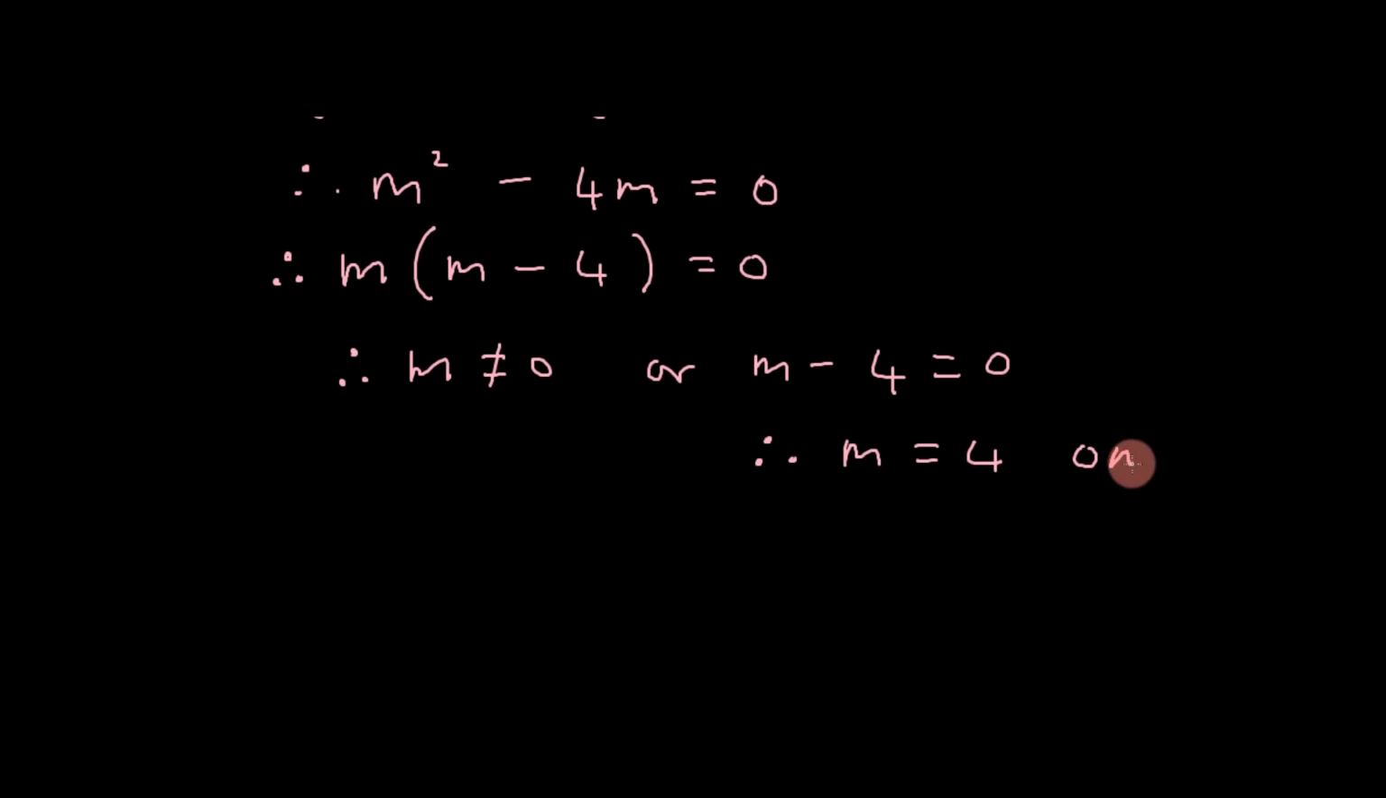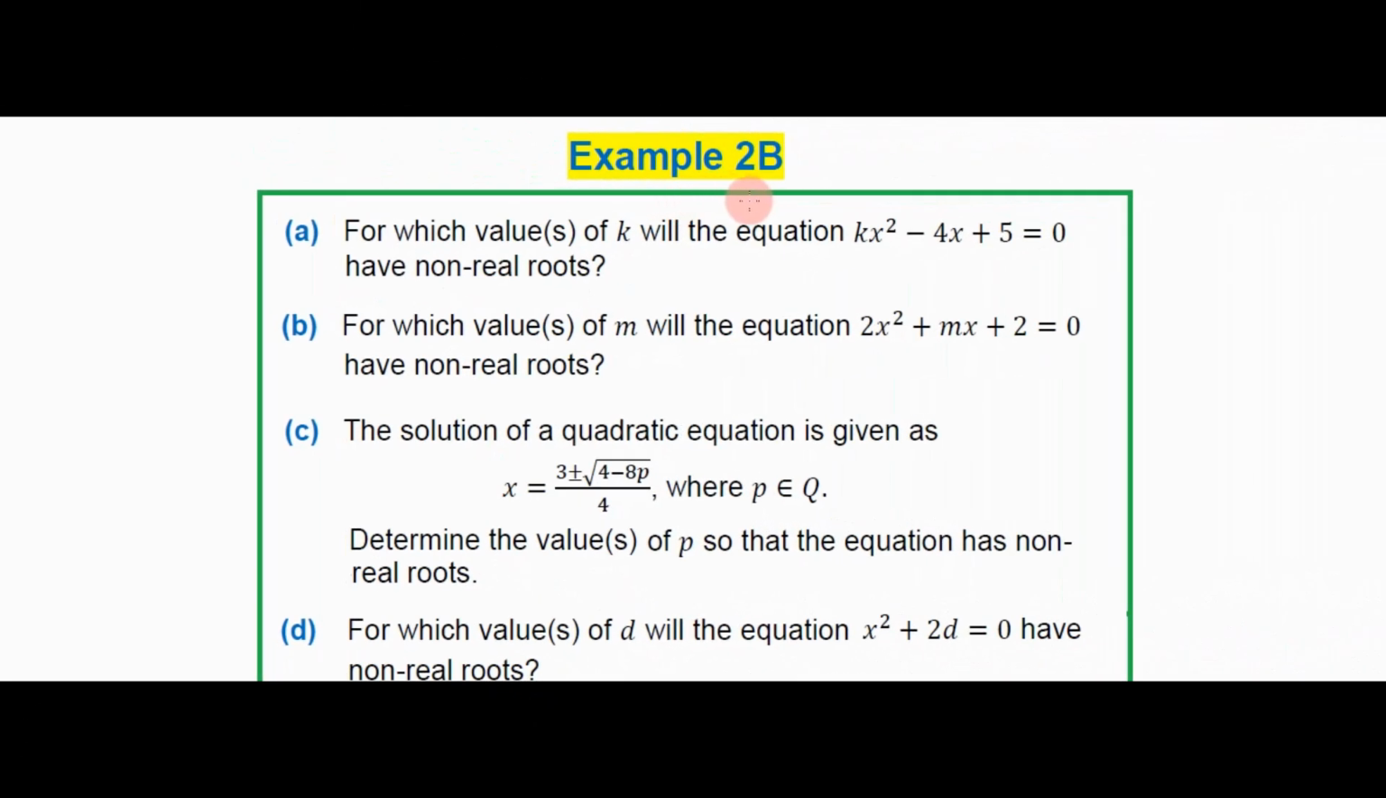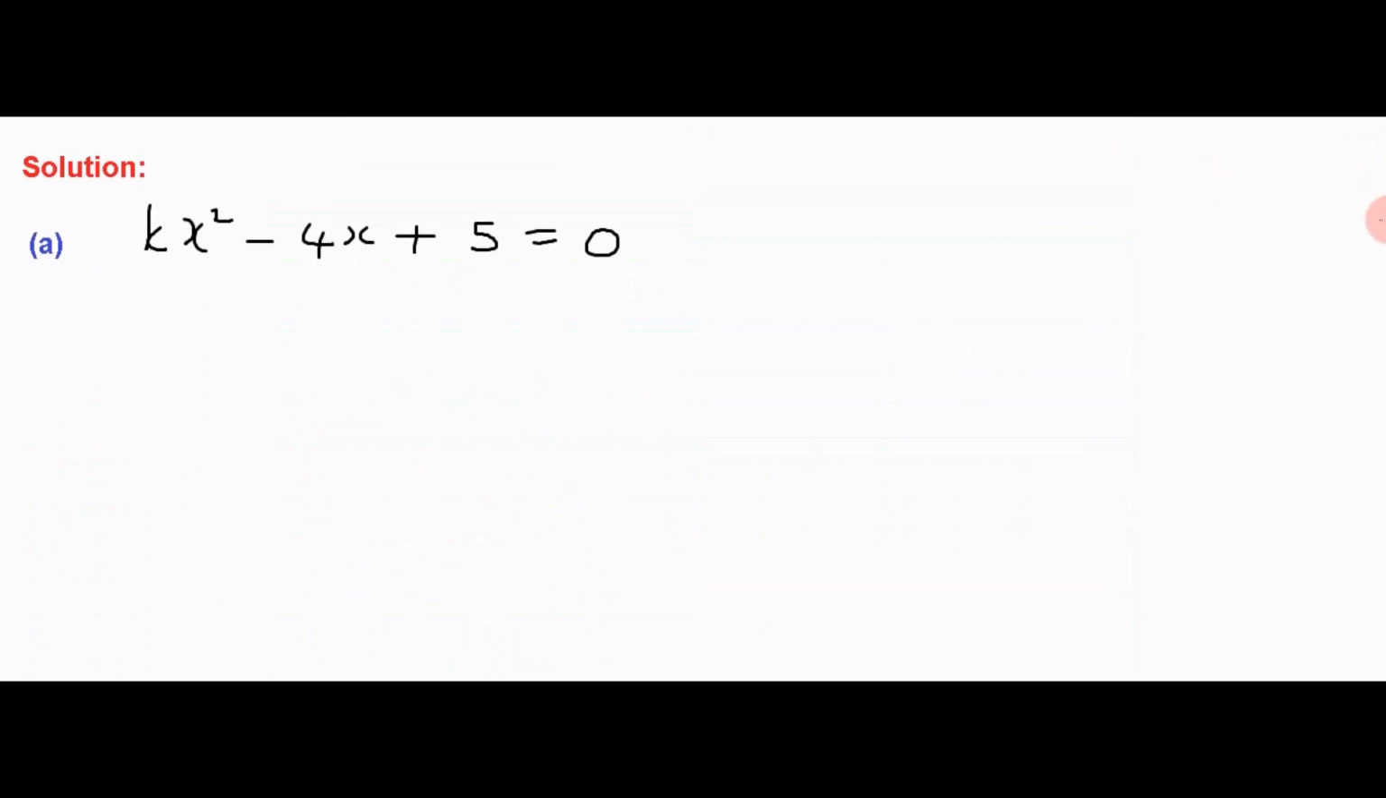and we're going to say that m equals 4 only. Example 2b here deals with finding the value of a constant when the roots of the equation are non-real. In A it says, for which values of k will the equation, and we are given this equation, have non-real roots. Now, the equation is already in standard quadratic form, so we can write down the values of a, b, and c. A, the x squared coefficient, equals k. B, the x coefficient, is negative 4. And c, the constant, is equal to 5.